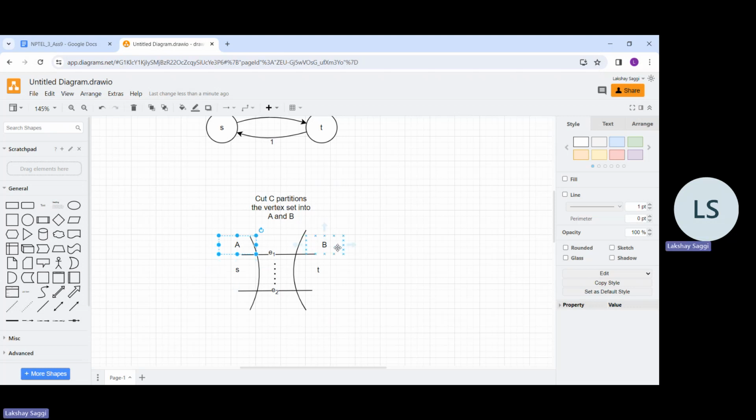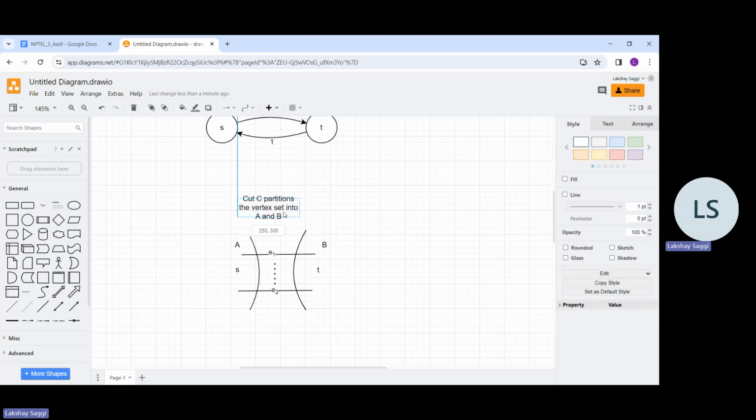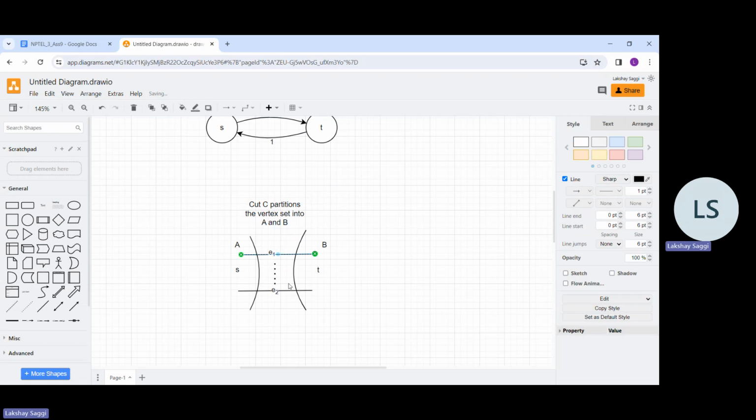So the edges going from B side to A side did not contribute to the ST cut, rather they only contributed to the TS cut. But now suppose the graph is undirected, so edges don't have any directions necessarily.